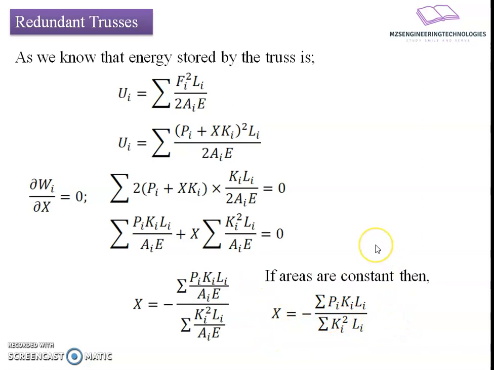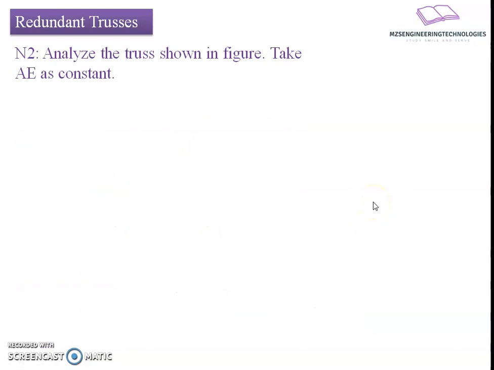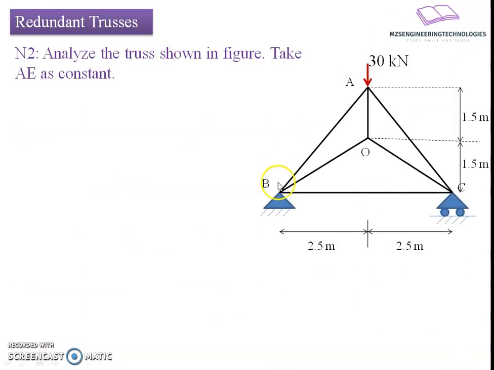Let's try to understand with the help of a numerical. The numerical statement is: analyze the truss shown in the figure, take A as constant. The figure shows a compound truss with end supports, B as a hinge support and C as a roller support. The bay width is 5 meters and the bay height is about 3 meters. It carries a 30 kilonewton load at joint A.